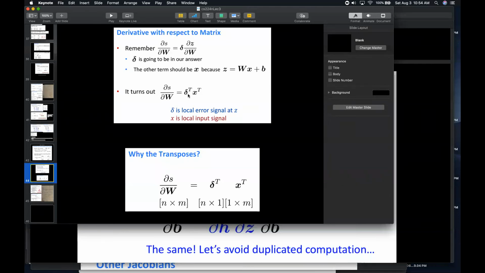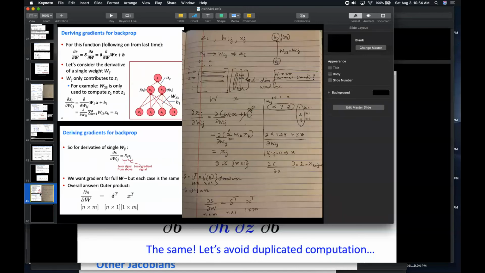Now if you're given n numbers and m numbers, how do you get n cross m? You basically have to take an outer product. So delta transpose becomes n cross 1, and x transpose becomes 1 cross m, which you take the outer product of, and that gives you n cross m. That's the hacky way of doing it in terms of preserving the shape convention.